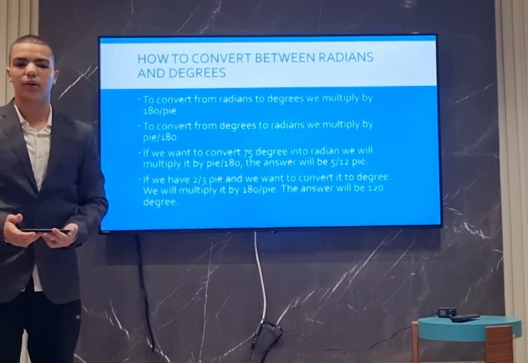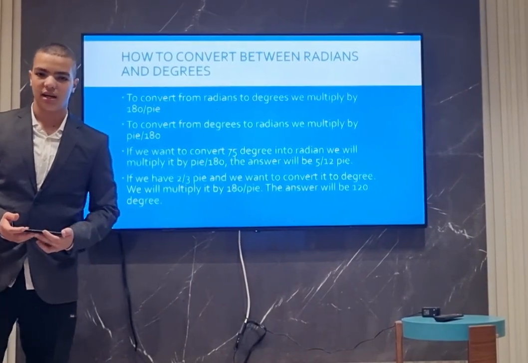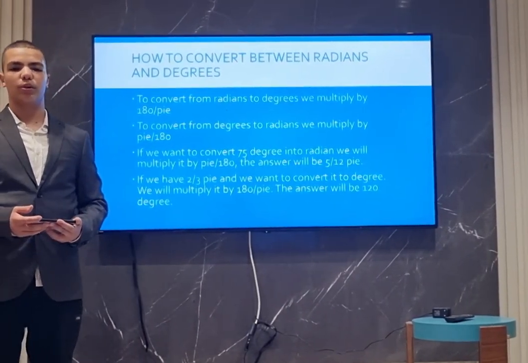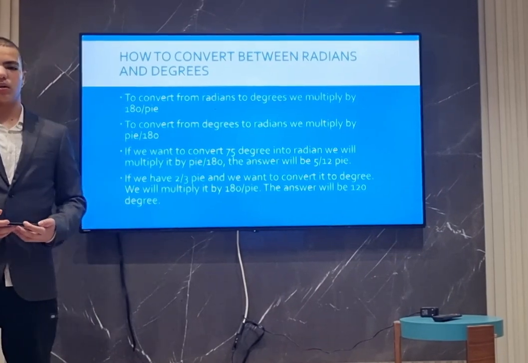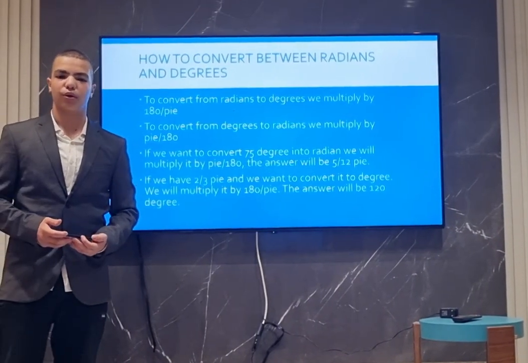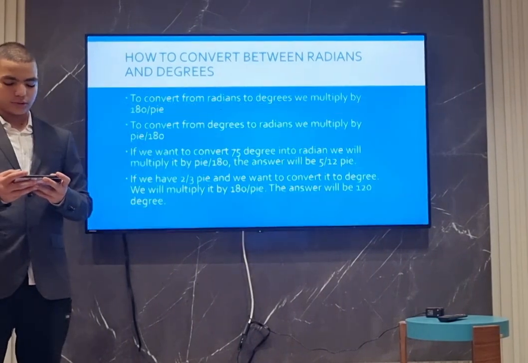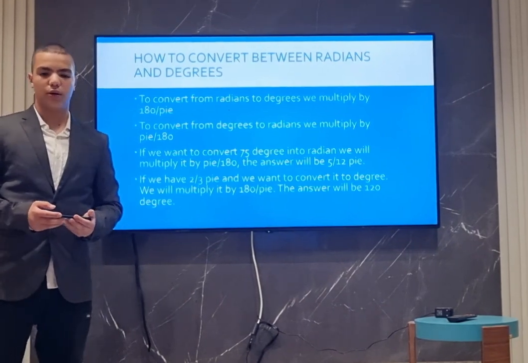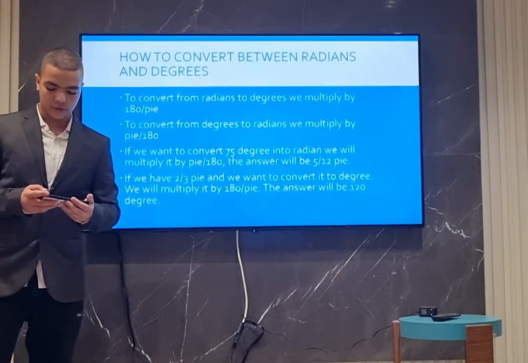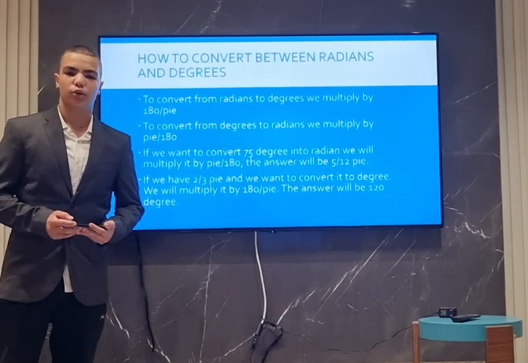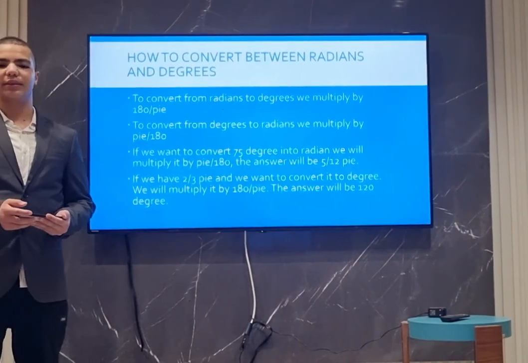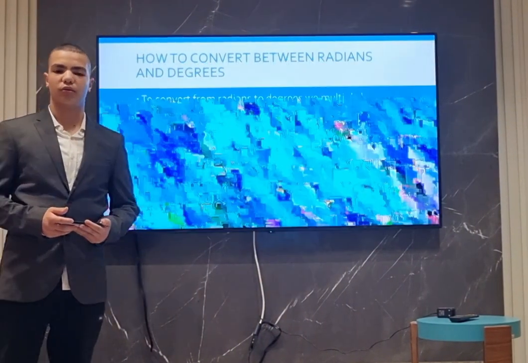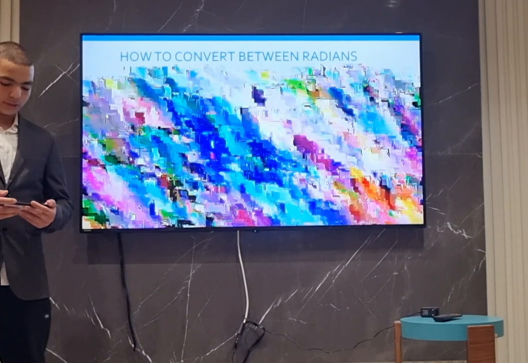Then we should know how to convert between radians and degrees. To convert from radians to degrees, we multiply by 180 over pi, and to convert from degrees to radians, we multiply by pi over 180. So if we want to convert 75 degrees to radians, we multiply 75 by pi over 180, and the answer will be 5 over 12 pi. And if we have 2 over 3 pi and want to convert it to degrees, we multiply 2 over 3 pi by 180 over pi, and the answer will be 120 degrees.